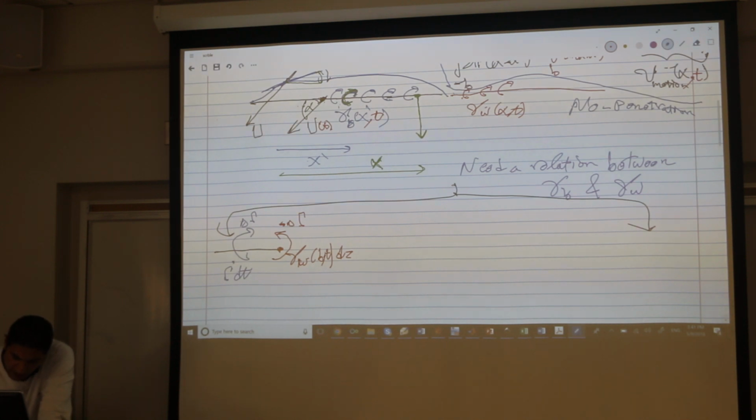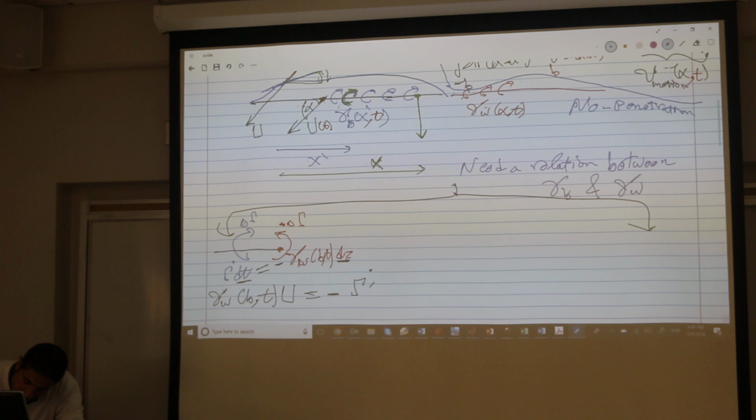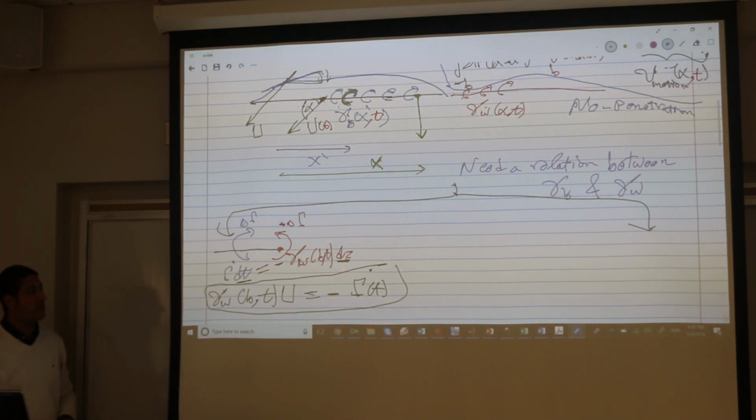So these are equal and opposite. So this is equal to the negative of that. So right away you can get that gamma wake at the trailing edge times dz/dt, which is the speed u, is negative gamma dot at the same time. Very famous relation and heavily used in the unsteady airfoil force theory. Any question about that?